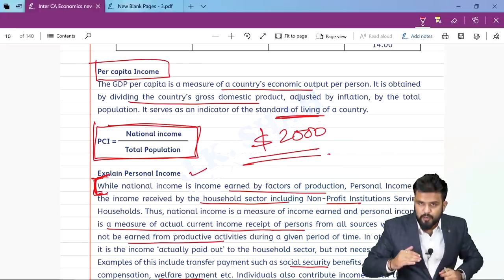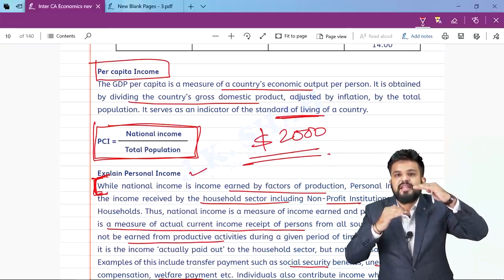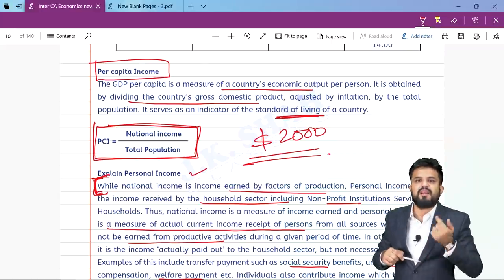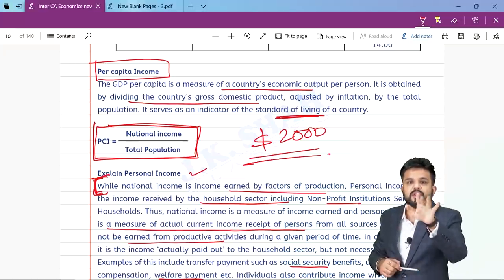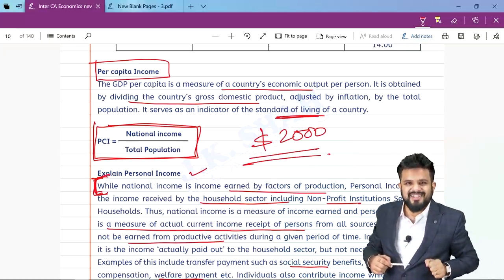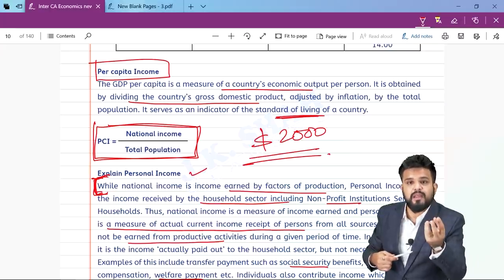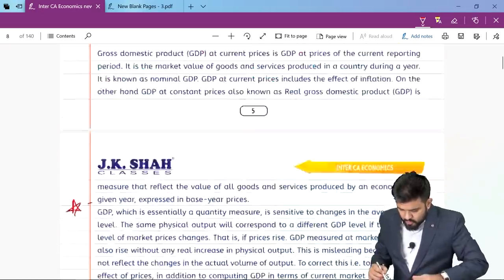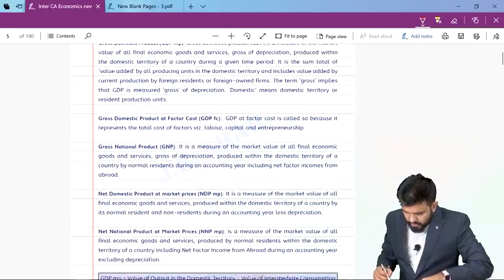What I told: population rises, but if national income rises even more than the increase in the population, then only per capita income will rise. But the problem in our country is that national income increases by 2%, while population sometimes increases by 4%. So the rise in population is faster than the rise in national income. That's why the per capita income looks on a lower side. A very simple concept.